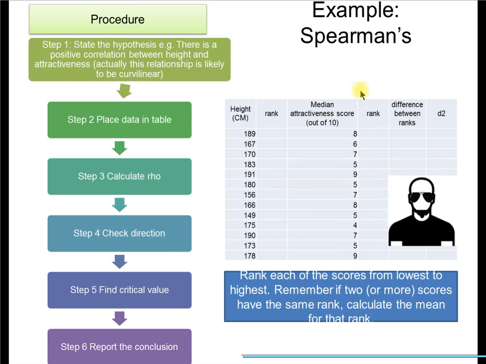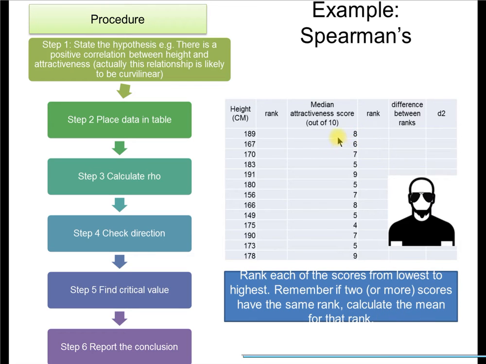What we have to do as Spearman's rho, sometimes referred to as Spearman's rank, is rank these. So we find the smallest value here, which I think is 166, and that becomes number 1. The next smallest value is 167, that becomes number 2, and so forth. By now you know what happens if you have two values that are the same. You add their ranks together and divide them by 2. In other words, you calculate the mean for that rank.